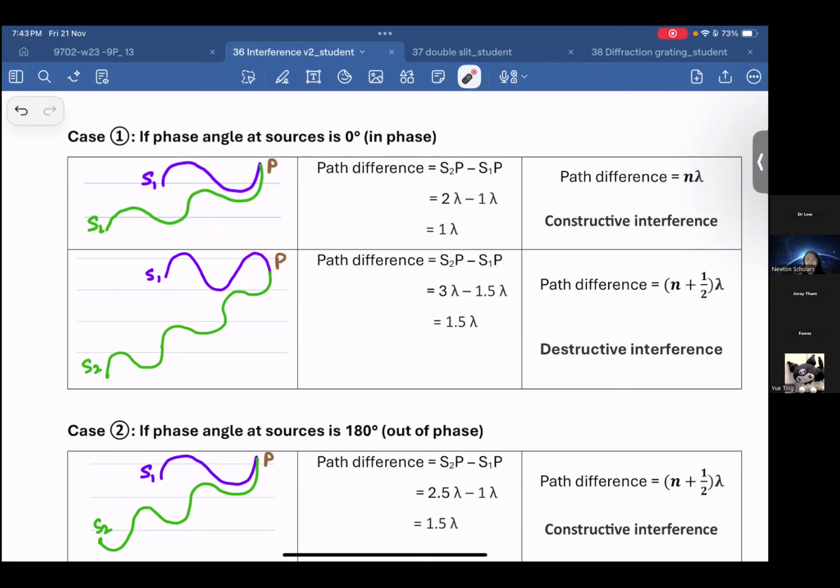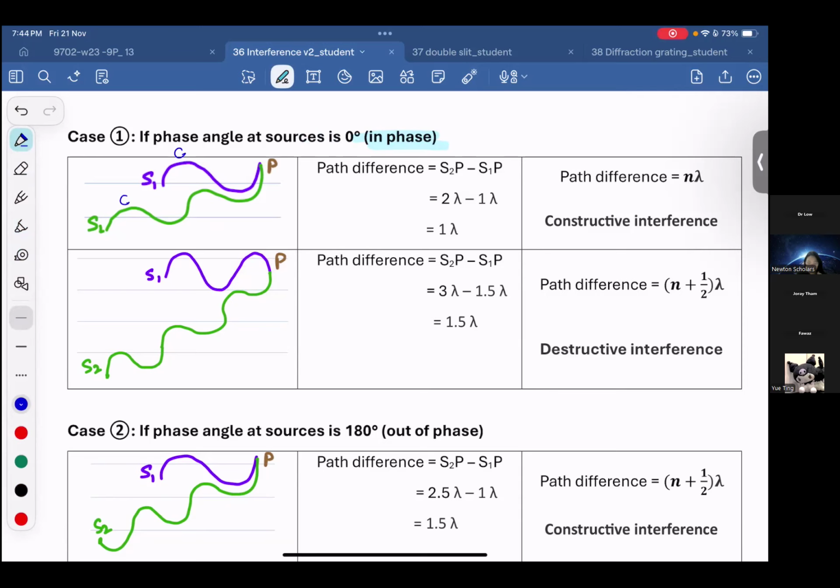Okay, this is the common case when the sources are in phase. Look here, in phase. What does in phase mean? Just now I told you, if I come out with a crest, you also come out with a crest. We go out with the same phase, so our phase difference is actually 0 degrees.